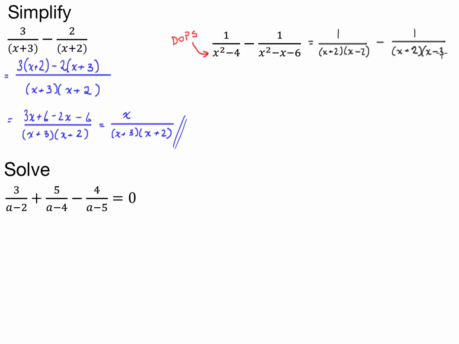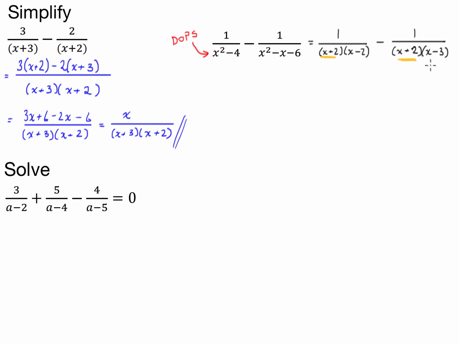x take 3. Now, you can see here that these guys share a factor of x plus 2. So when we try and put the two denominators together, we're not going to have to multiply them by x plus 2. They can stay.